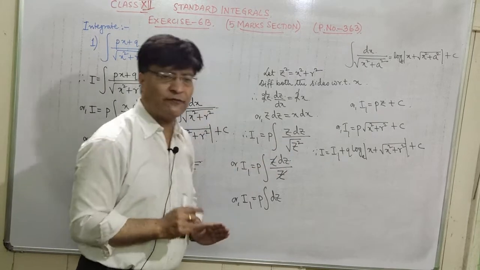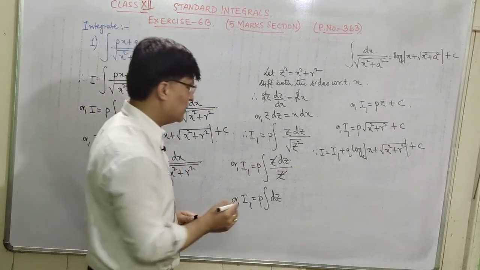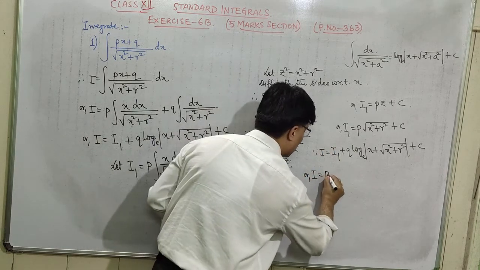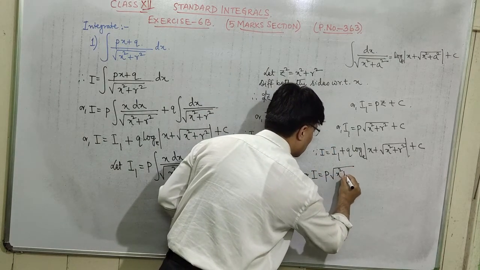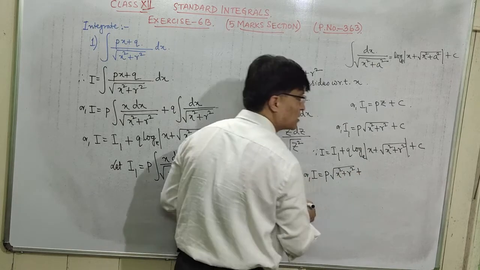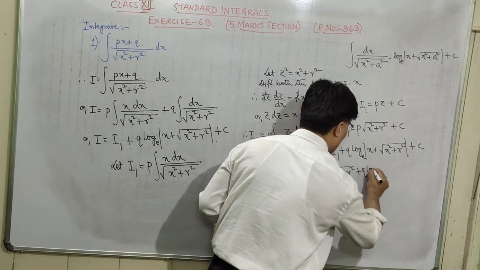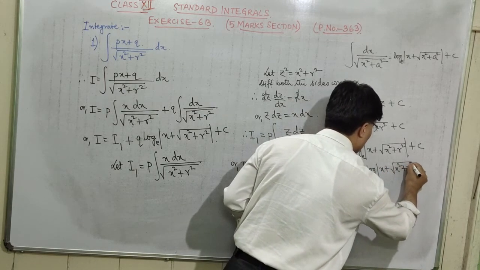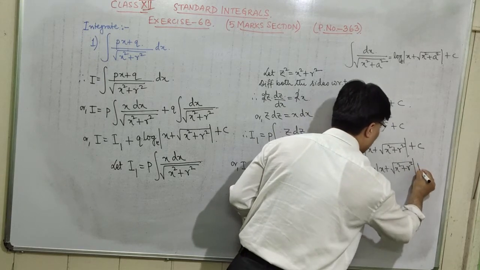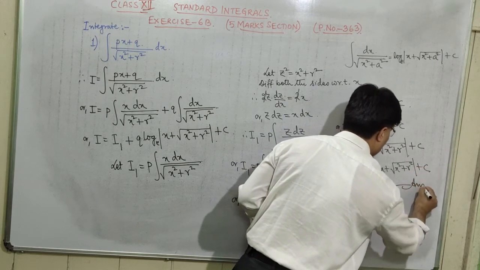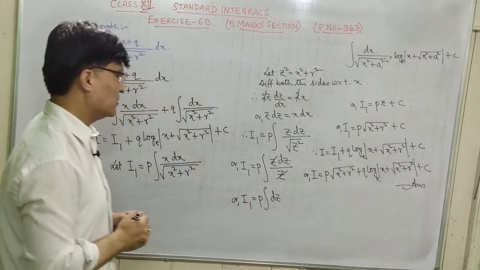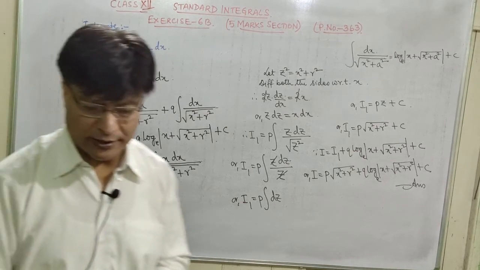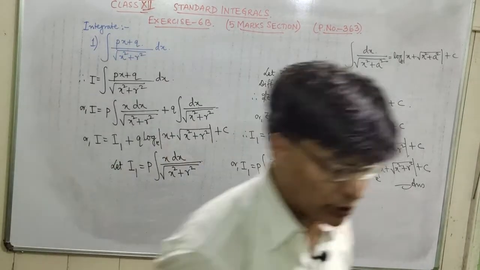So in this value of I, let us put the value for I1. What is I1 here? I is equal to p root over x square plus r square plus q log within mod x plus root over x square plus r square, mod sign closed, the base is e, then plus c. So this is the final answer. I think you have understood it. This question is very, very important. You can copy it. Okay, now we'll do the next question.